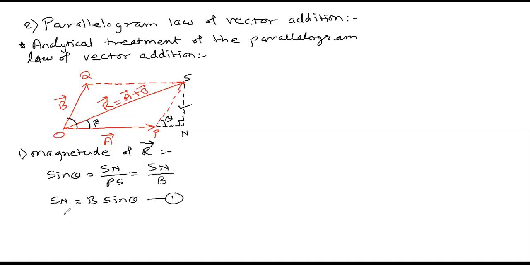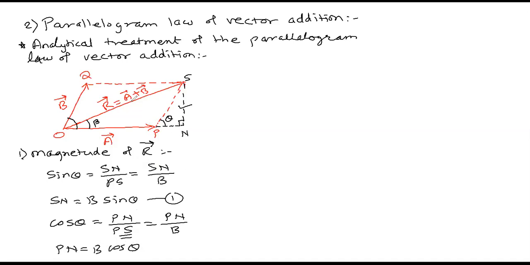First equation. Second one, I can write cos theta is equal to PN upon PS. Again, PS is nothing but B, the magnitude of vector B. So PN is equal to B cos theta.